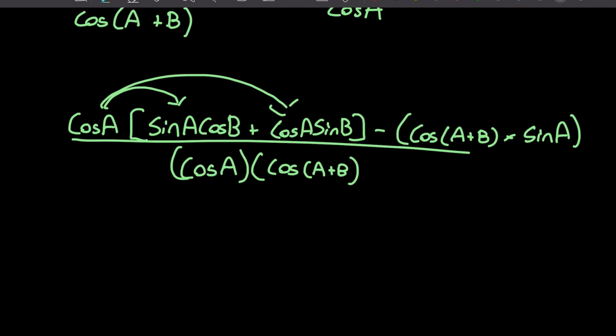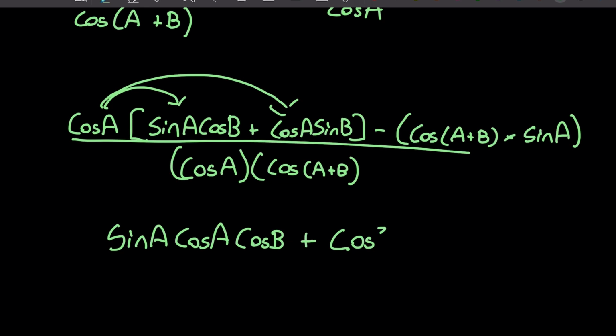So you have sine A times cos A. Remember, you can't multiply cos A times cos B to get cos squared. You have to just multiply them together. So cos A times cos B plus cos A times cos A is just cos A squared. So cos squared A times sine B. And it will be subtracted from.